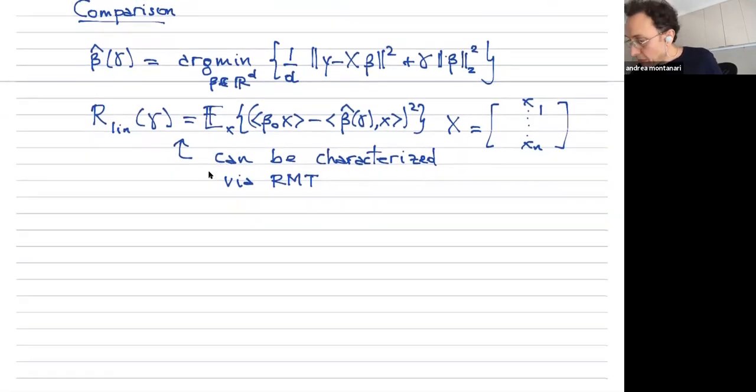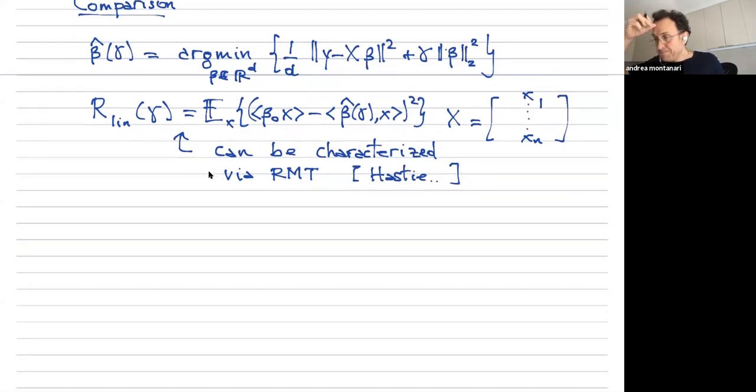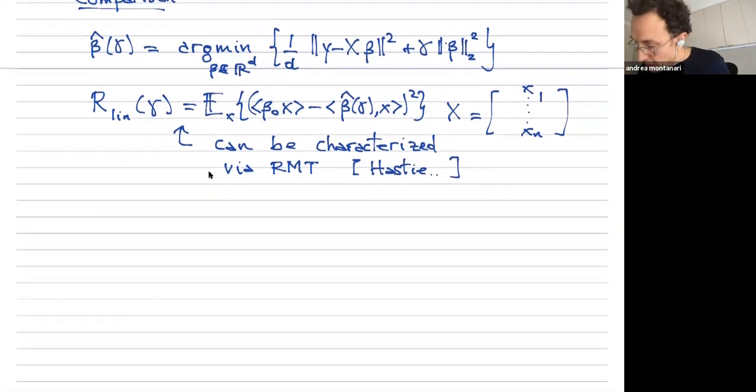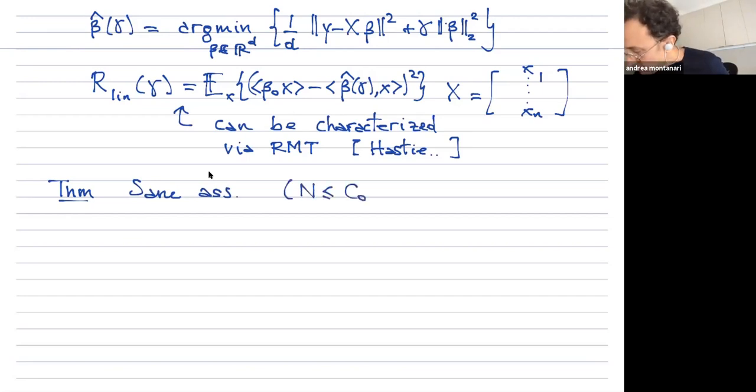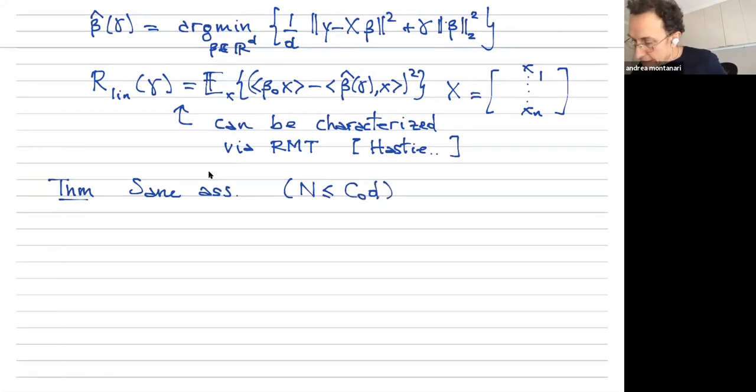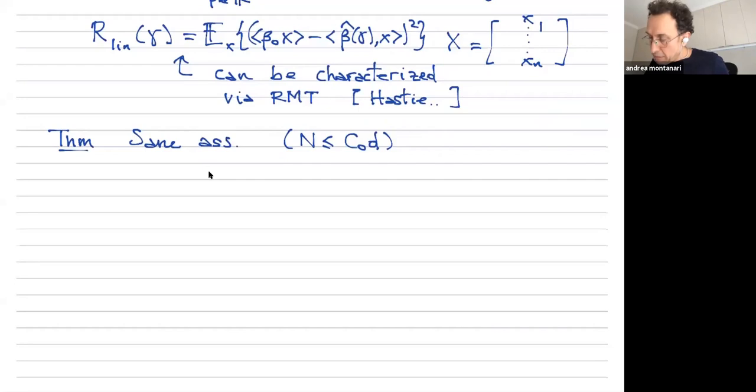Okay, so in particular, there is a paper that we wrote with Trevor Hastie and a bunch of other people in which we do all sorts of these calculations. Okay, so what is the theorem here? Well, same assumptions as in the first theorem. So in particular, always n larger than C0 d for some big constant C0, Gaussian data and linear truth.